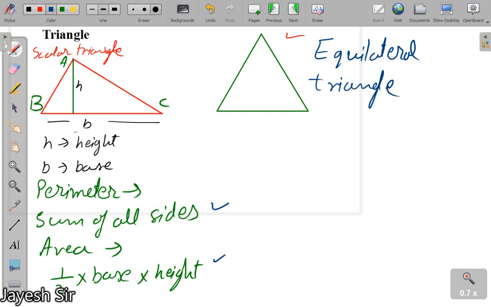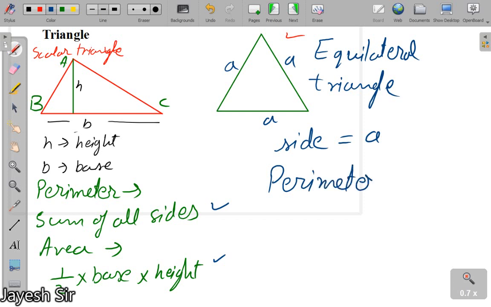We know that all sides of an equilateral triangle are equal. So I will say side is equal to A. We will let the side be equal to A. So parameter will become what? Like we did in square, A plus A plus A, 3A. Parameter of an equilateral triangle can be said as 3A. And there is a formula for area.